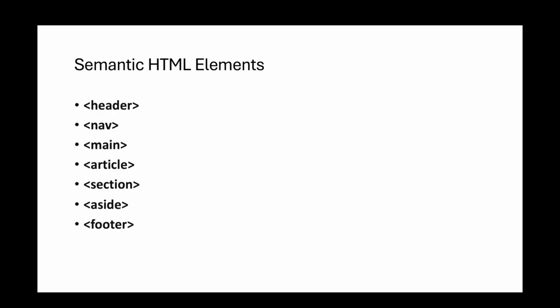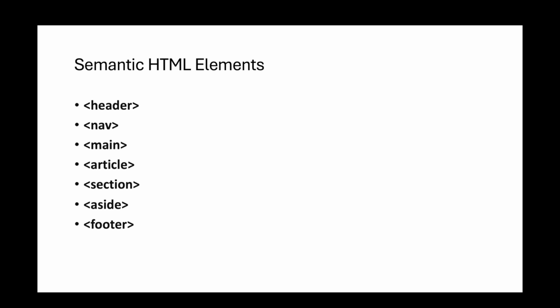Nav, defines a navigation menu. Main, defines the main content of a document. Article, defines an independent piece of content. Section, defines a section of content. Aside, defines content that is related to the surrounding content but is considered separate. Footer, defines a footer for a section or a document.